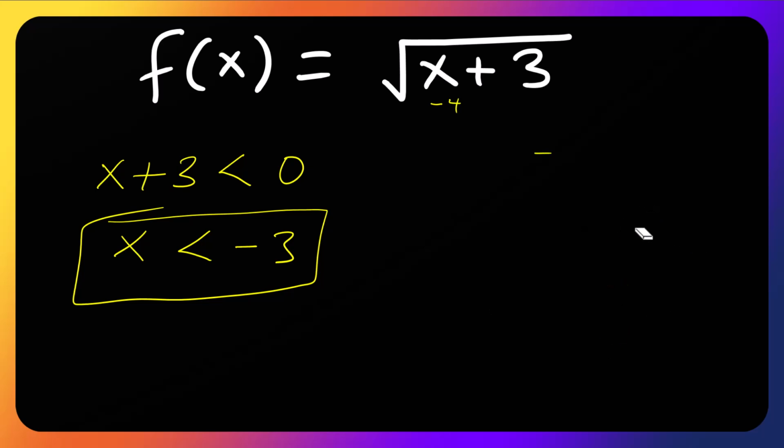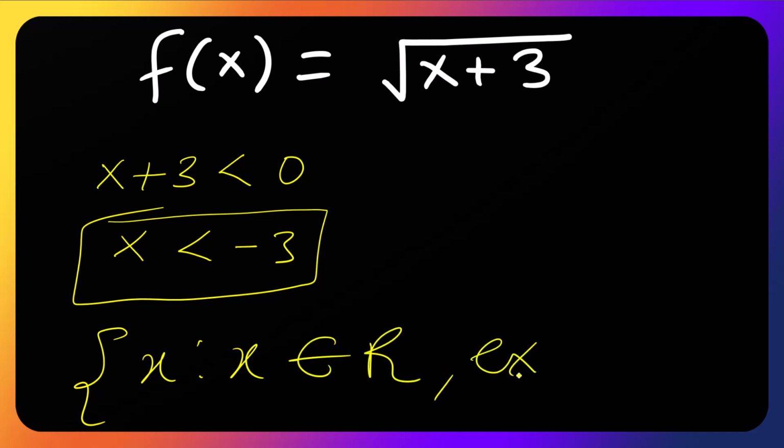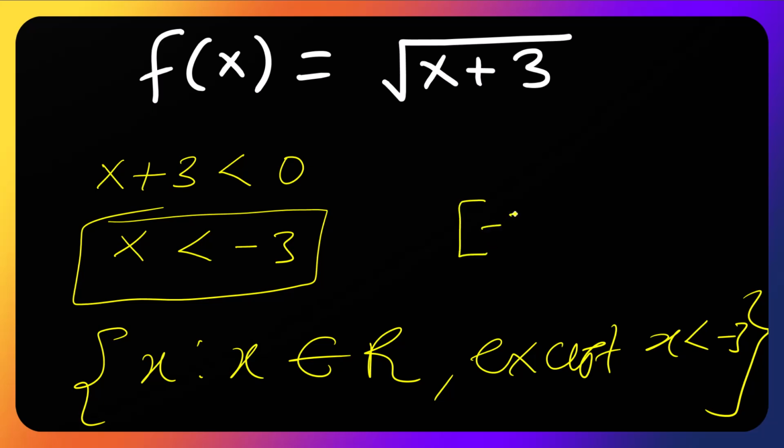So based on that, we can state our domain here. We say x belongs to all real numbers except x less than minus 3. In short, we have from minus 3 to infinity, where one end is closed and one is open. That is that.